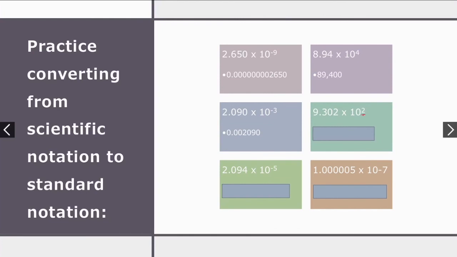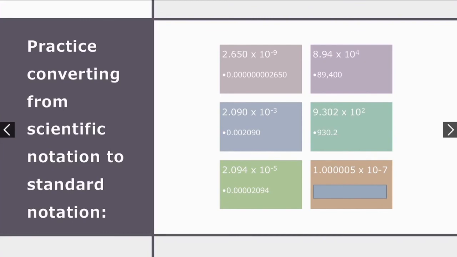And this one is positive. So I know that's going to be a large number. And really, I'm only moving this decimal 2 places over. So that ends up being 930.2. And then this is a negative number again, so that's going to be a really small number. So 0.0123, and then the 5th spot right there, 0.94, 2, 3, 4, 5. And so there we go. There's my final answer.